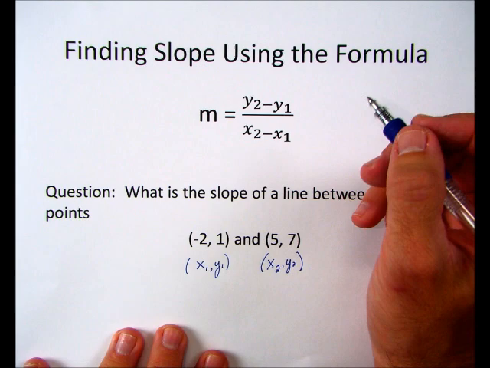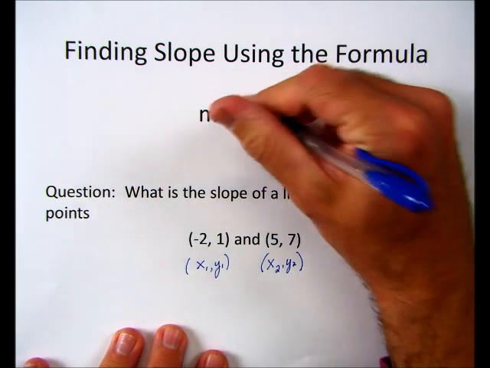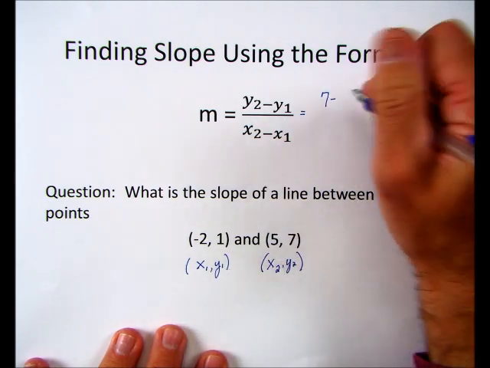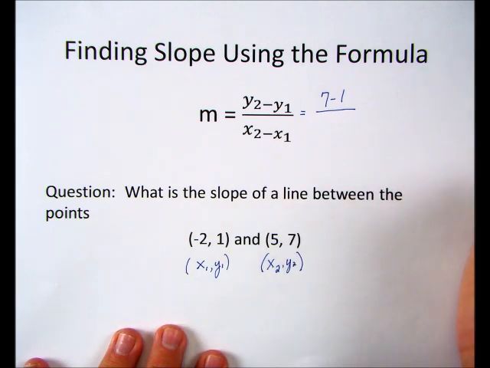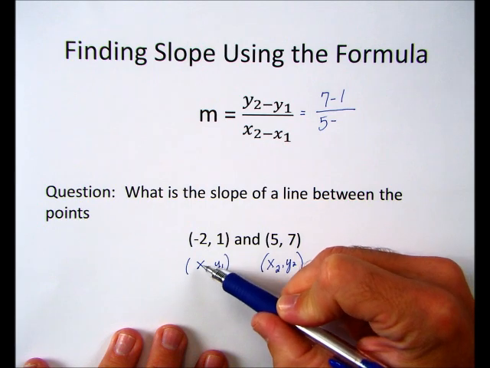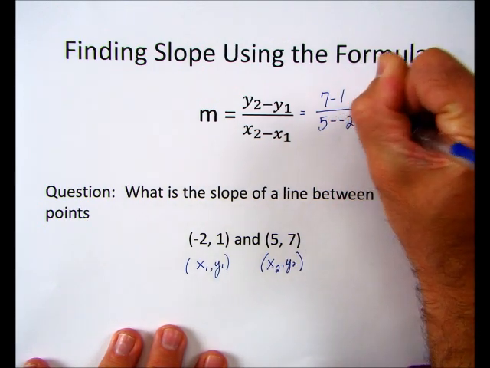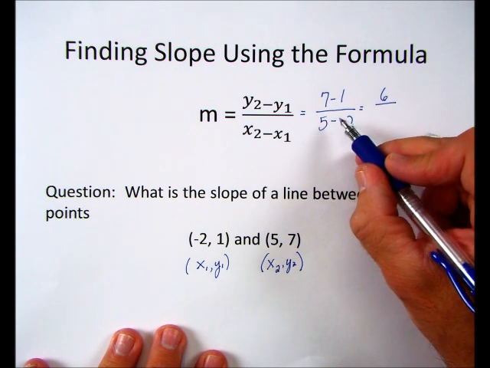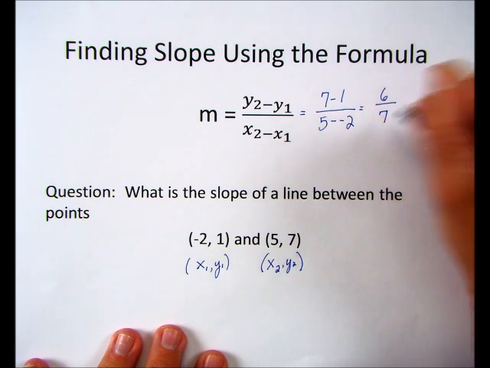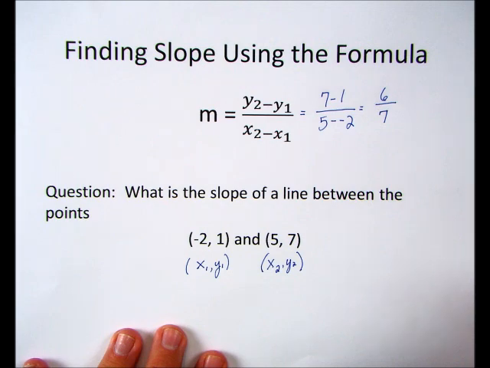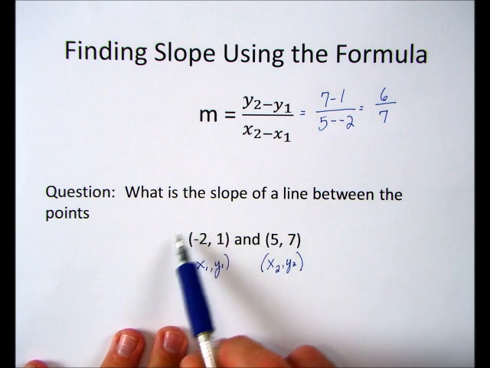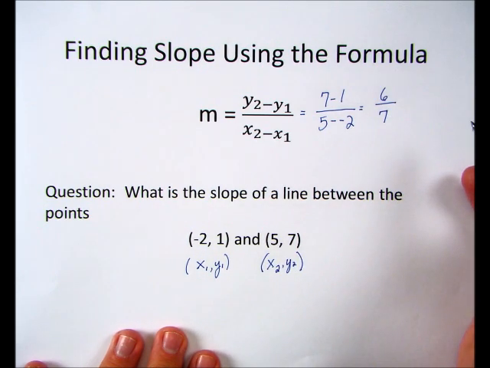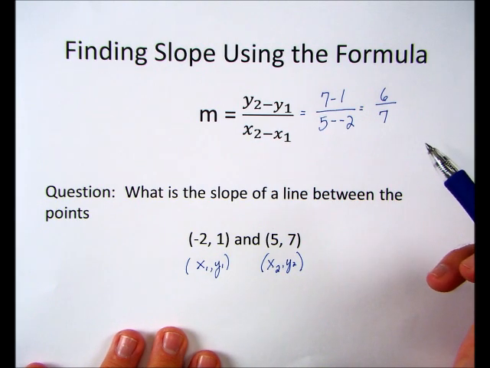So the equation is actually, let's just go ahead and work this. Y sub 2, here's y sub 2, so that is 7, minus y sub 1, here's our y sub 1, so that's 1, divided by x sub 2, which is 5, minus x sub 1, which is negative 2. 7 minus 1 is 6, and anytime you subtract a negative, it's the same as adding, so 5 minus a negative 2 is the same as adding 2, so that would be 6/7, and that is already reduced. So the slope of the line defined by these two points is 6/7. We're going to get lots of practice on this, so don't sweat it if you don't quite get it at this point. You will.